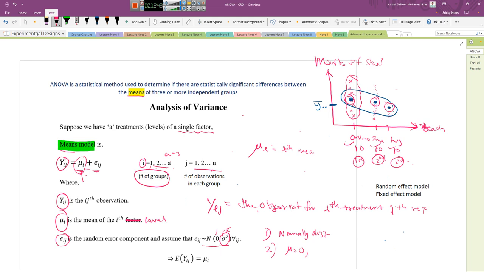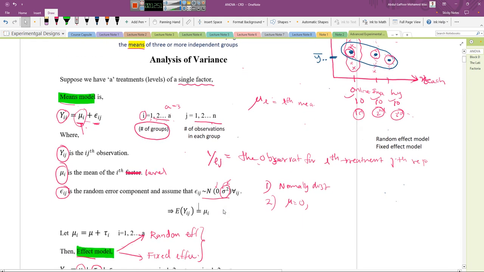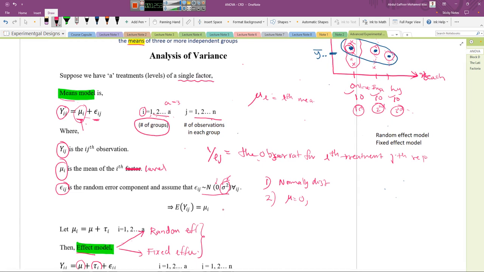Now we can talk about the expected value of Yij. The expected value of Yij is nothing but the mean of all observations. Yij is each and every individual data point that we have in our list.